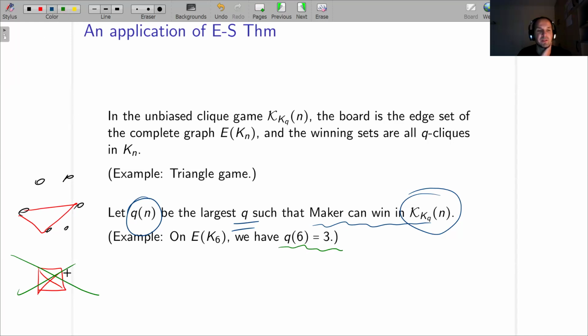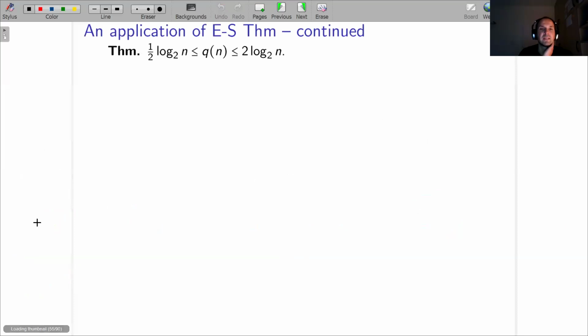If there are any questions, or should I explain this more, let me know. So if we have n equals 6, in this case, then q of n would be 3, the largest clique maker can make in this game. And what we want to prove is that this is between half log n base 2 and 2 log n.